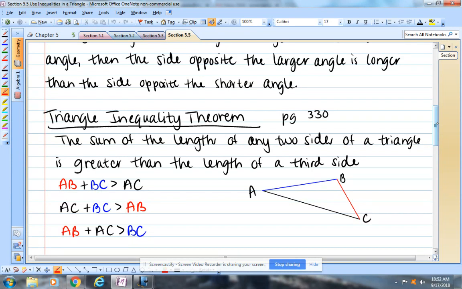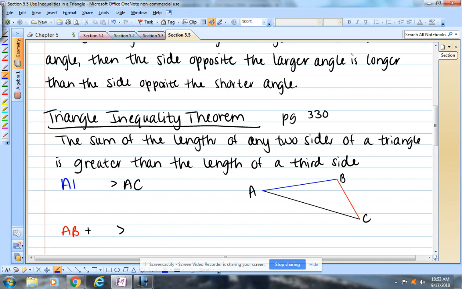Y'all like my color coding I did? It's not even correct, because AB is supposed to be blue. Let's fix that. I'm just going to fix it all. So AB is blue.